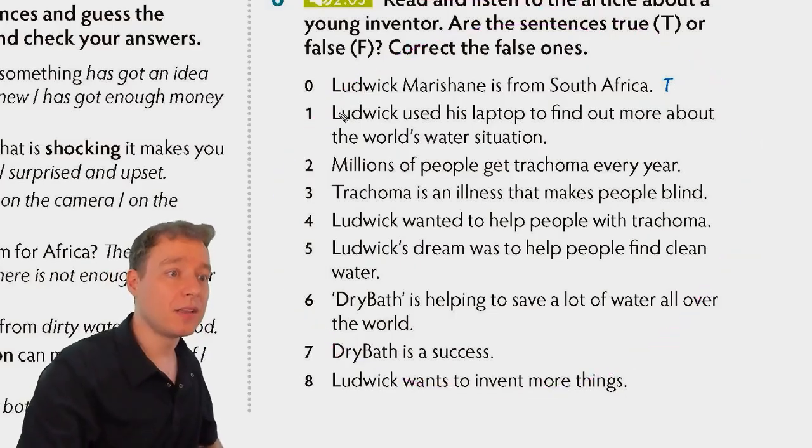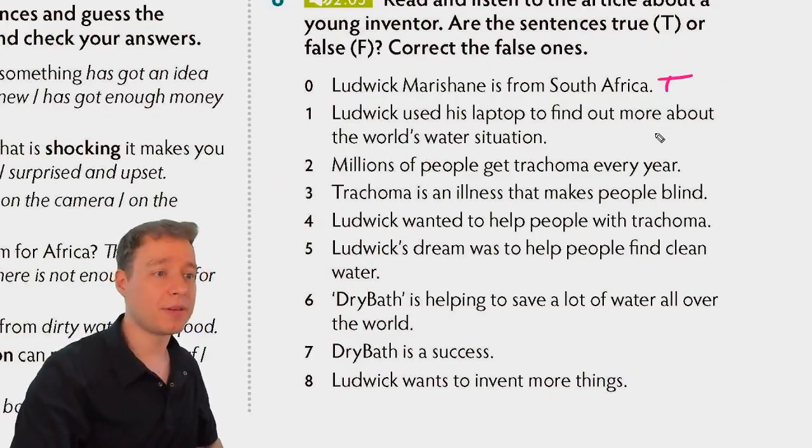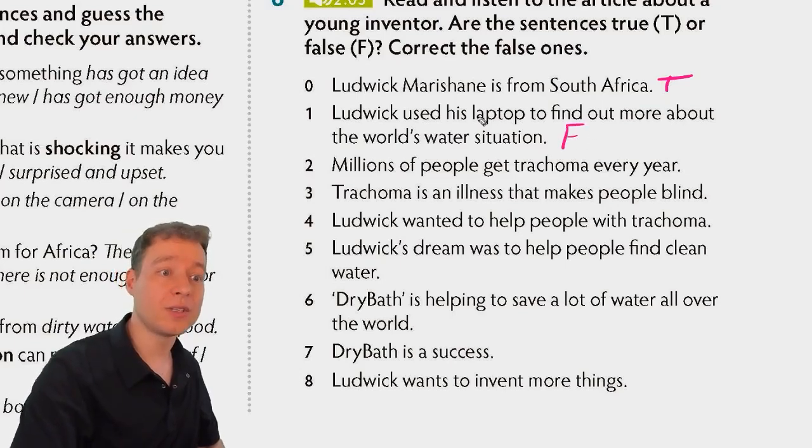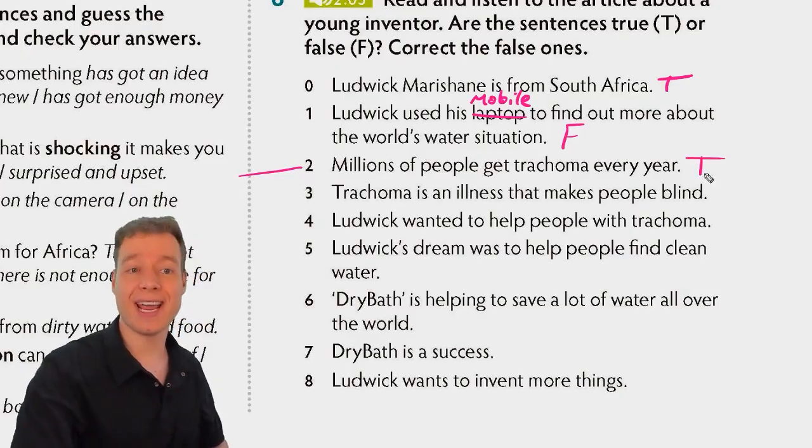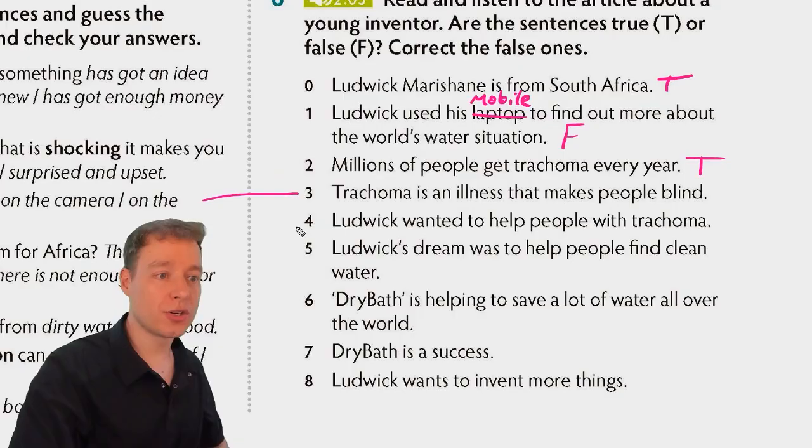Come back. Ludwig Marischan is from South Africa. True. So we write a T. Ludwig used his laptop to find out more about the world's water situation. False. Ludwig used his mobile or phone. 2. Millions of people get trachoma every year. Yes, true. How many millions? 8 million. Trachoma is an illness that makes people blind. True.